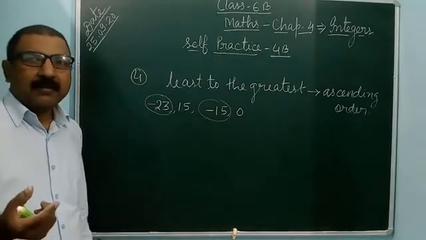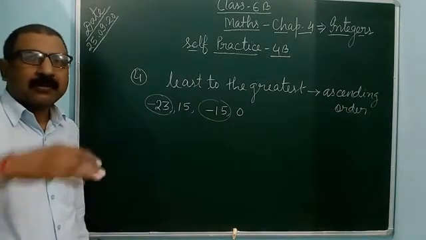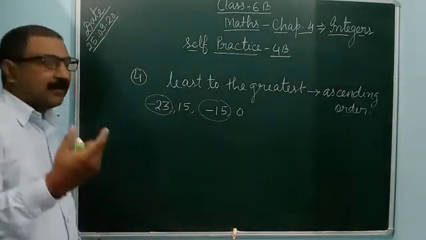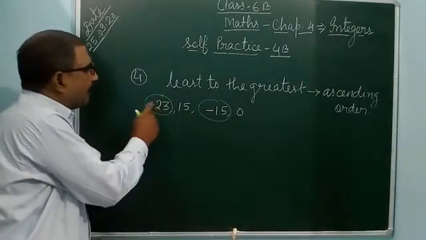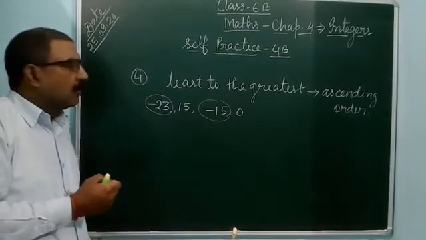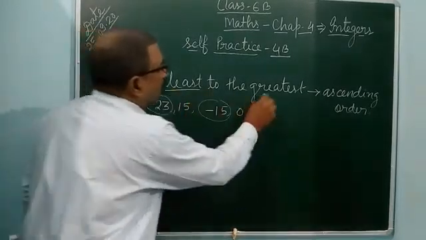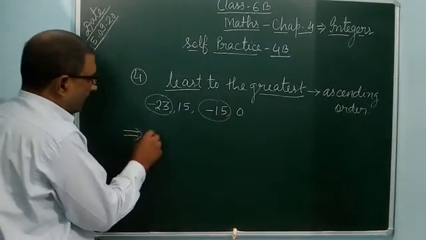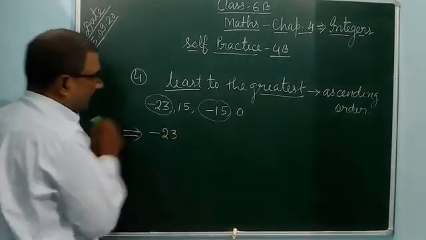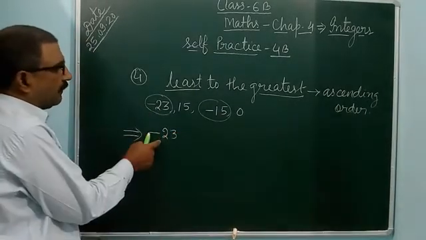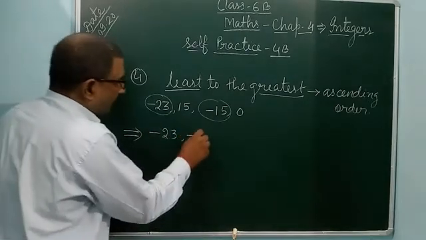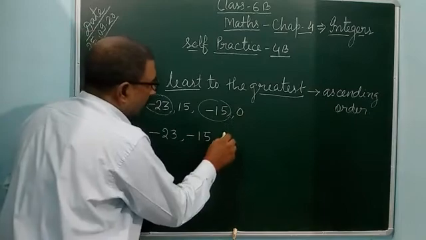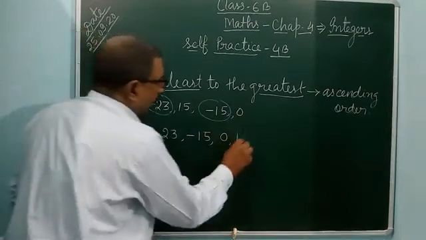Minus 15 lies on the number line to the right of minus 23. So minus 15 is greater and minus 23 is smaller. So here, least to greatest: the least number is minus 23. After that, minus 15. After that, 0. After that, at last, 15.